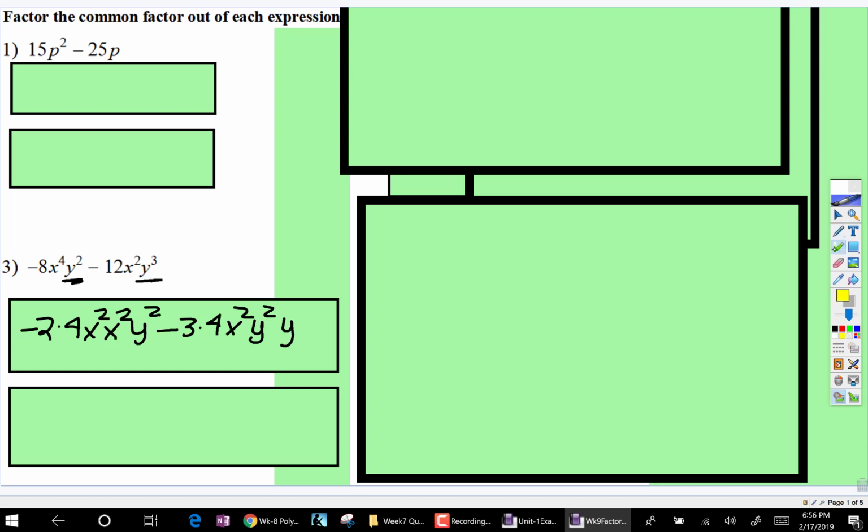And now let's look at what they have in common. They each have a 4 in common. There's an x squared. There's an x squared. There's a y squared. There's a y squared. So the 4, an x squared, and a y squared comes out. 4x squared y squared. Then we're going to put the parentheses. And then let's see what's left. We have negative 2 times x squared, so negative 2x squared. That subtract sign. What we have left is 3y.